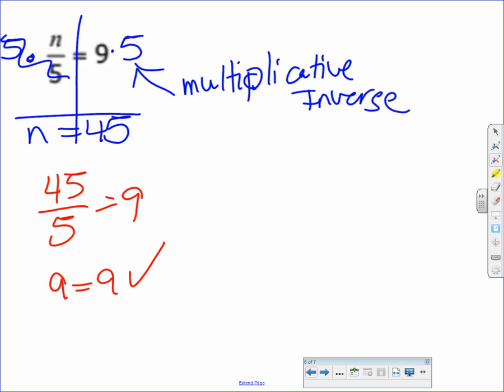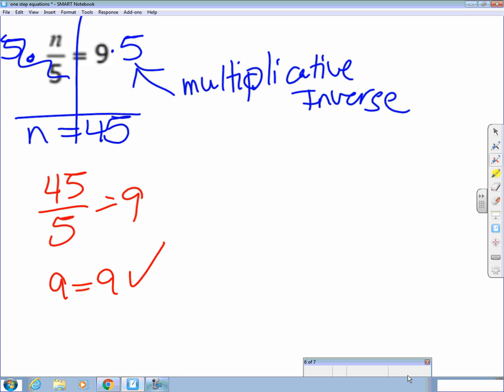Okay, try the 2 that are left on your paper and get them checked. And then you will work through the exploration on multiplying or one-step equations.